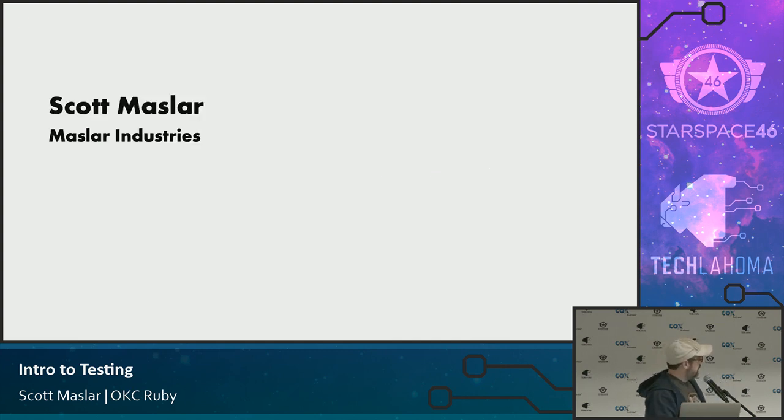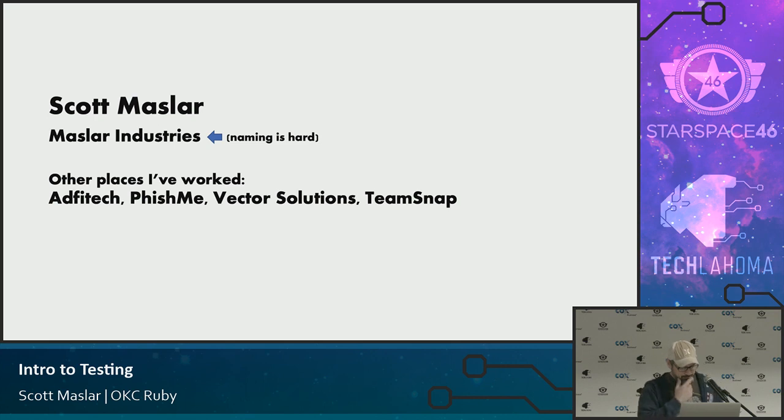So just to start, my name is Scott Maslar. I run a consultancy called Maslar Industries. And if you were ever wondering about proof for the fact that naming is hard, start a company and try to name it. It is the worst. I don't like that name at all, but that's what it is.